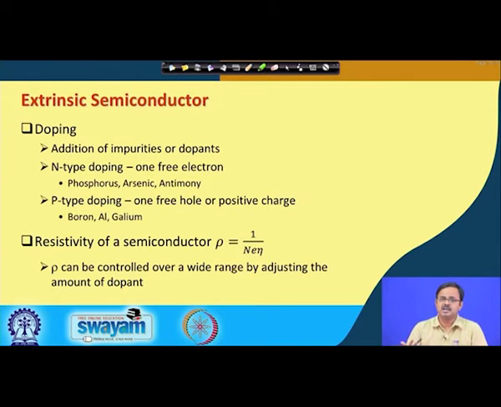Okay. So, similarly, we can also dope the silicon with group 3 elements where you have one free hole or positive charge. Clear? These are typically P-type dopants, elements like boron, aluminum, gallium. These have 3 electrons on the outer shell, whereas silicon has 4. So, 3 plus 4 becomes 7. So, there is one electron which is short from the stable structure. That is the one free hole or positive charge which can accept another electron.